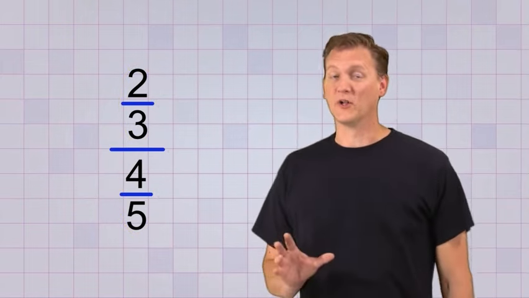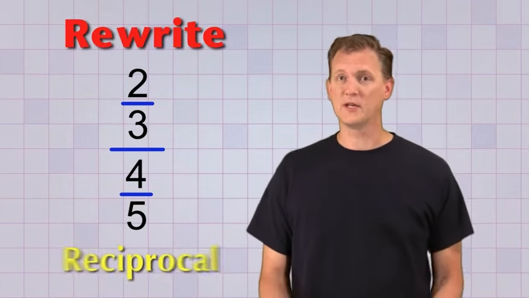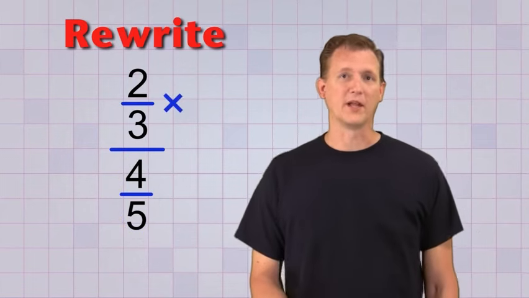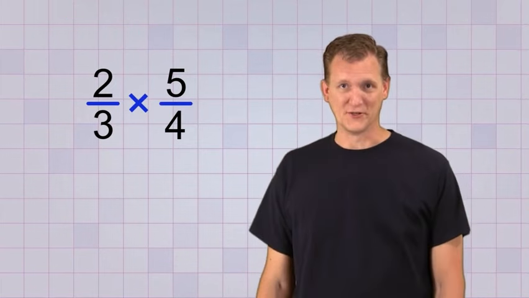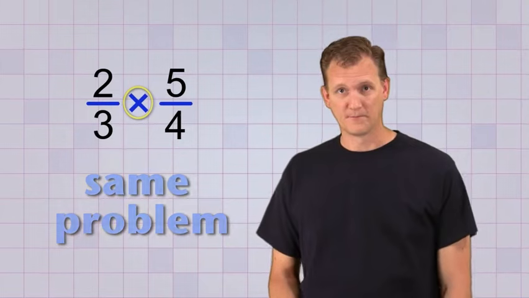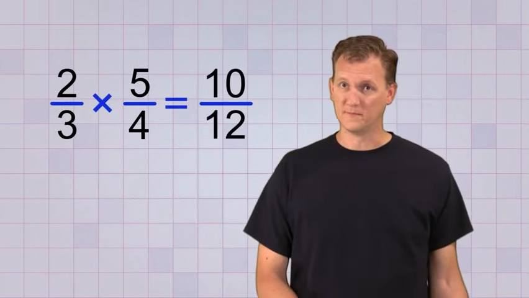But we can make it look a lot better. Let's rewrite this as a multiplication problem by taking the reciprocal of the bottom number, the fraction that we're dividing by, and multiplying it by the fraction on top. There, that looks easier to do, and it's really the same problem. We just need to multiply to get the answer. So 2 times 5 equals 10, and 3 times 4 equals 12.